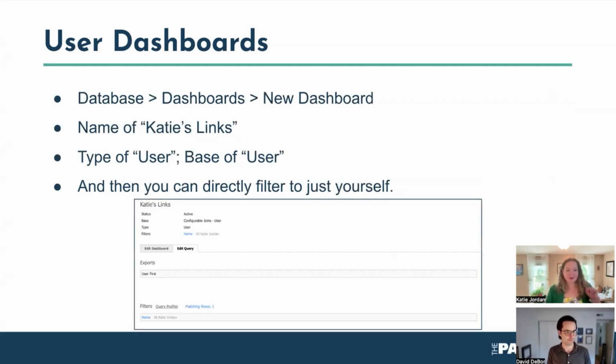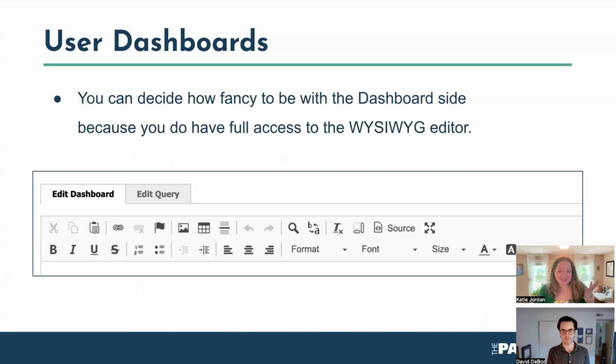So I built this by going to Database, and then Dashboards, and then New Dashboards. And this just has the name of Katie's links. Our type is user, and there's only one option for base, and that is also user. And then I did a direct filter to myself. That's all. You can be fancy here. I did not opt for being fancy.